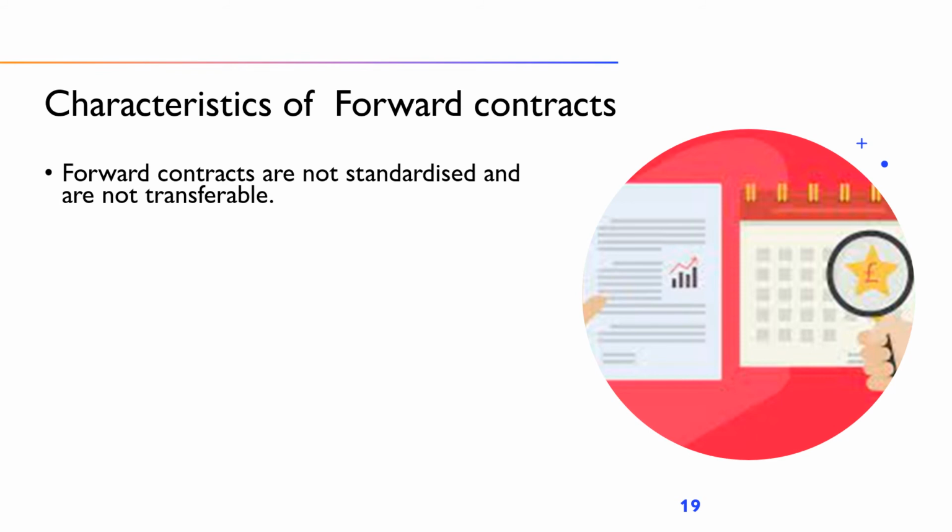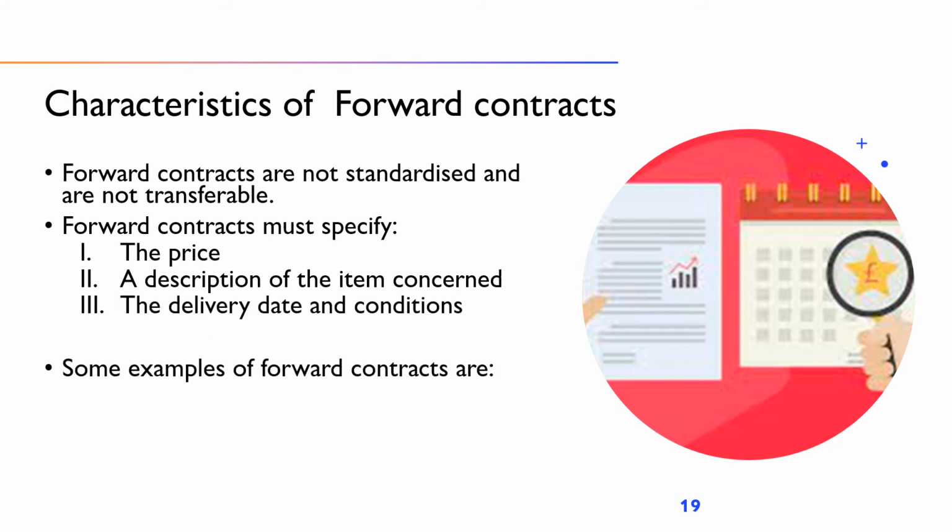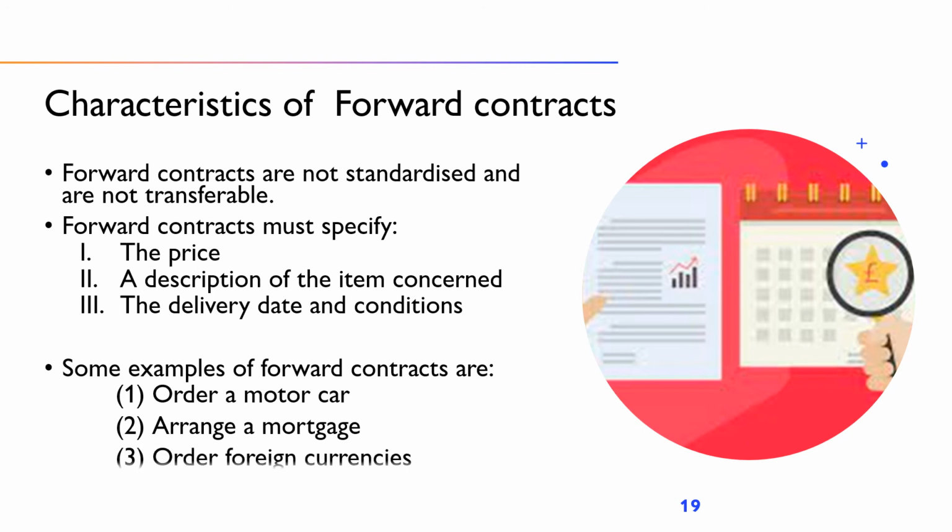What are the key contents in a forward contract? A forward contract must specify the price, a description of the item concerned or underlying assets, the delivery dates and conditions. Examples of forward contracts include ordering a motor car, arranging a mortgage, or ordering foreign currencies.